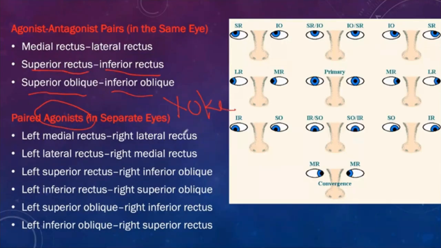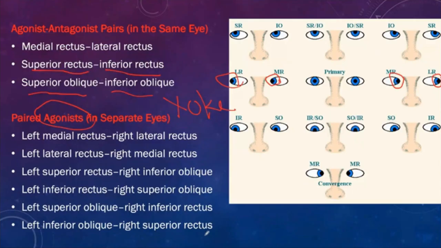The yoke muscles are the left medial rectus and right lateral rectus. Here we can see, these are called yoke muscles. And again, the right medial rectus and left lateral rectus. These are yoke muscles. The left superior rectus and the right inferior oblique, the left inferior rectus and right superior oblique, the left superior oblique and right inferior rectus, and the left inferior oblique and right superior rectus.